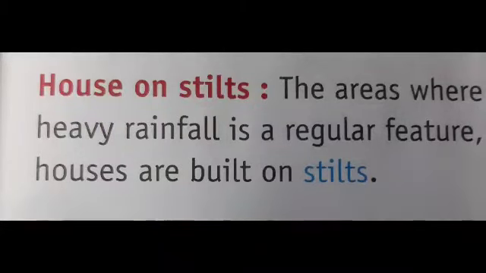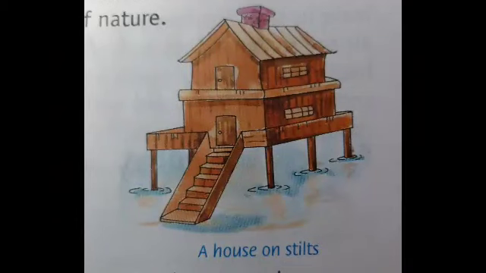Now next is house on stilts. In areas where heavy rainfall is a regular feature, houses are built on stilts. That means where there is heavy rainfall, people build houses on stilts. You can see in the picture a house on stilts. It is made only in rainy areas.